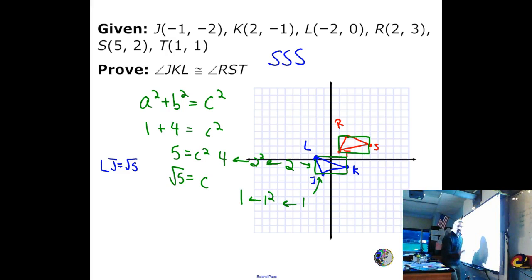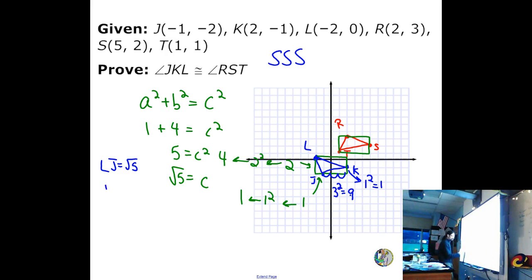The next one here, I'm going to just try to make it as clean as possible. Again, I'm going up 1 from J to K. So this is really 1 squared, which is just 1. And this is 1, 2, 3 across. 3 squared is 9. I add these two values together and take the square root.